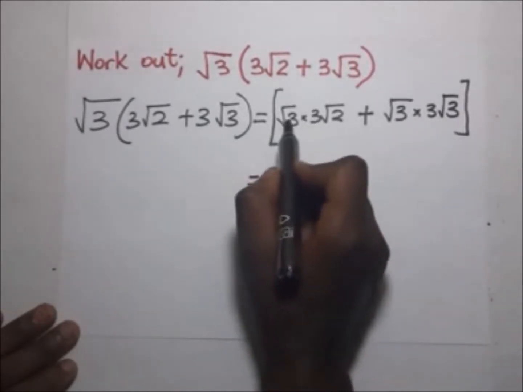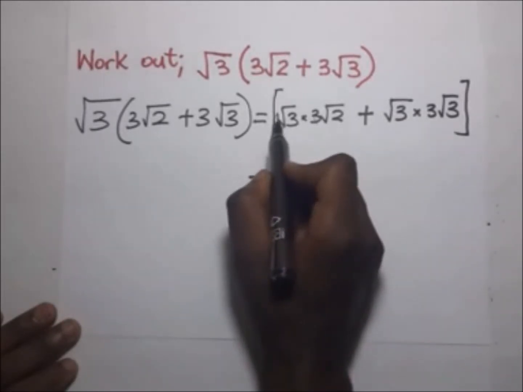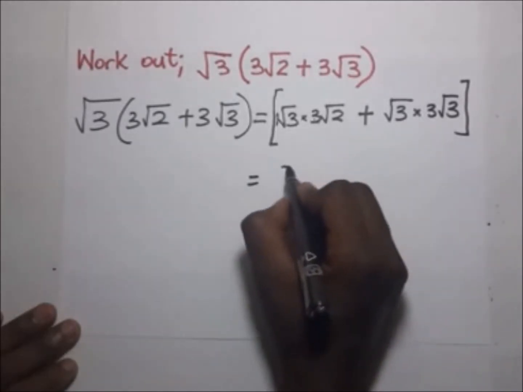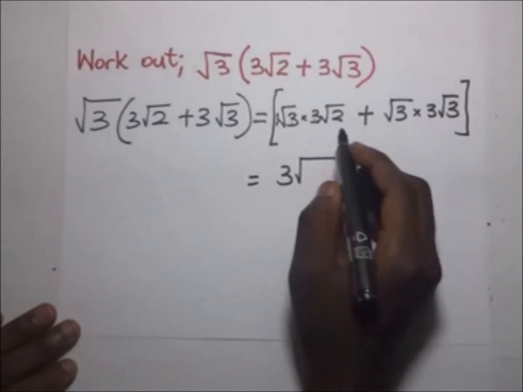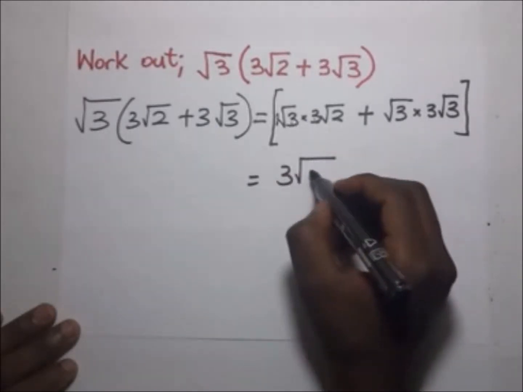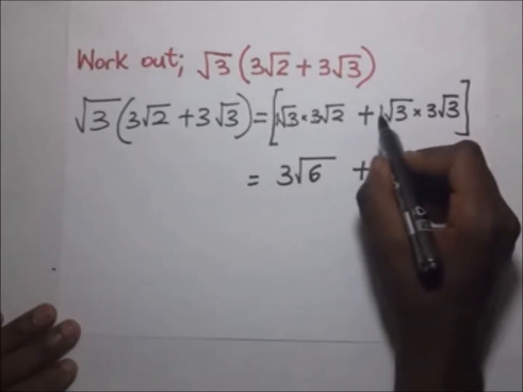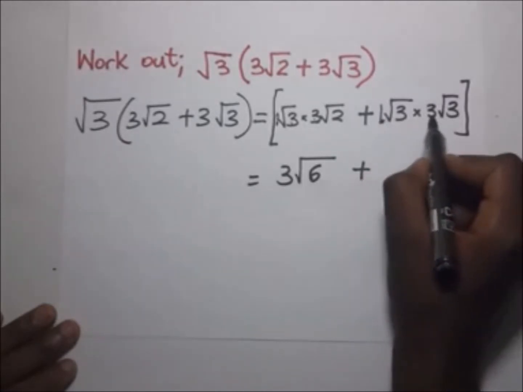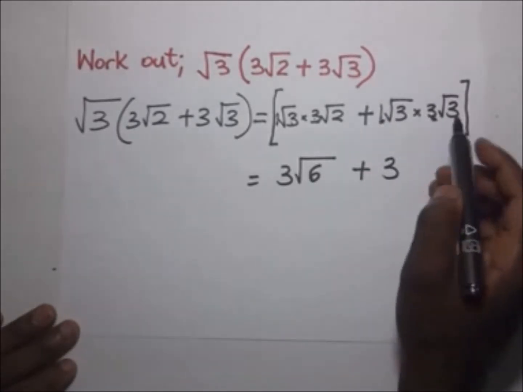So we shall first multiply the whole numbers together. 1 times 3 is 3. Then root 3 times root 2 is root 6. Then plus, we have 1 root 3 times 3 root 3. So we first say 1 times 3, which is 3. Then root 3 times root 3 is root 9.